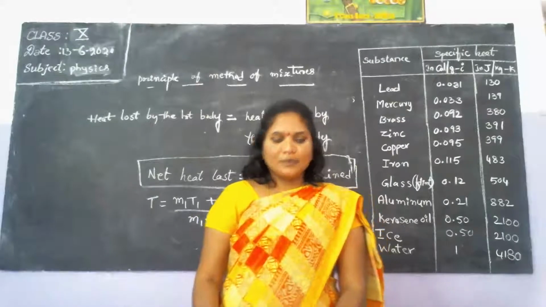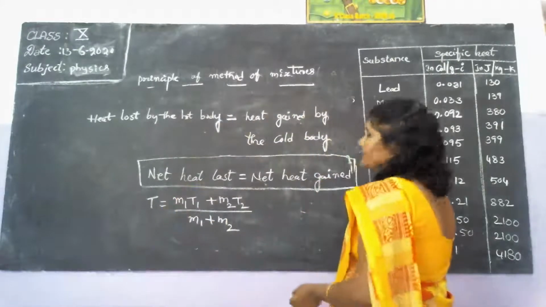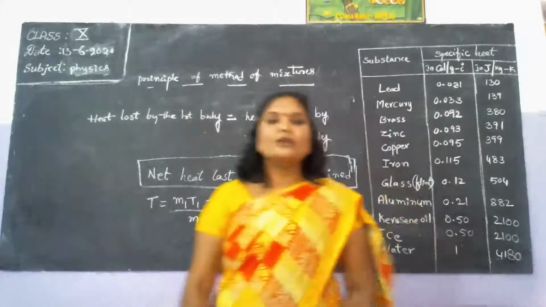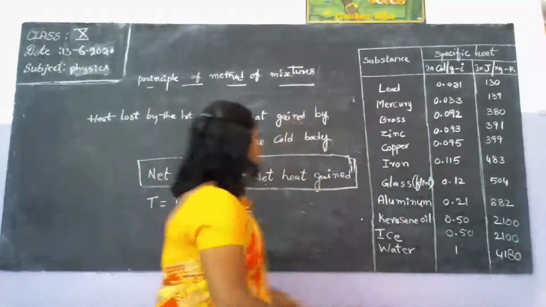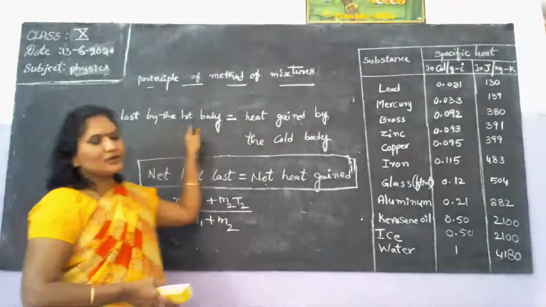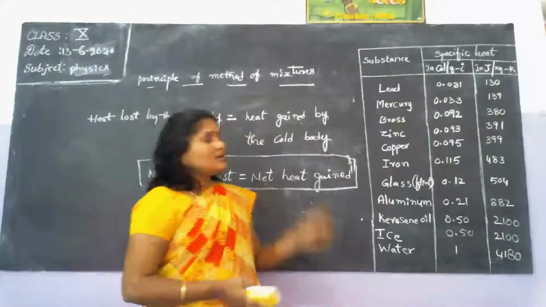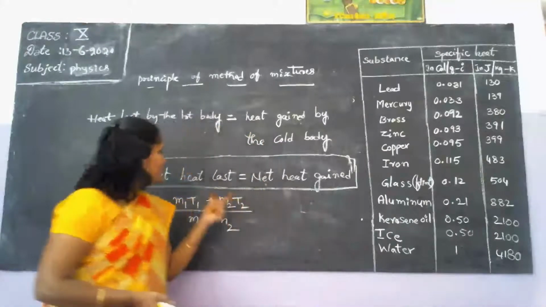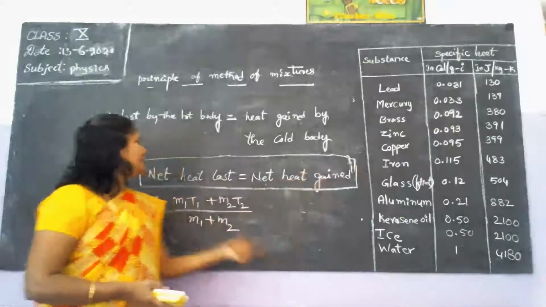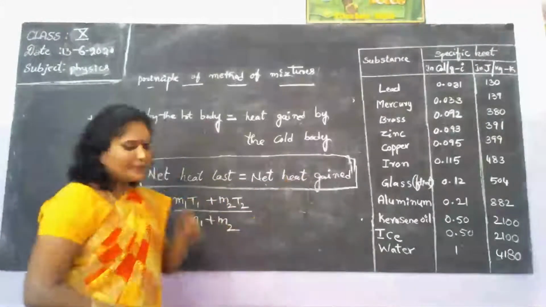Again, we discuss some of the problems based on specific heat. Here we are using this table. So note down the problem. This is very important: heat lost by the hot body equals heat gained by the cold body. Simply, net heat lost equals net heat gained.